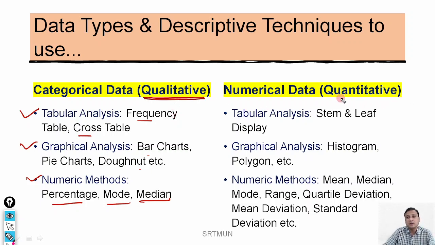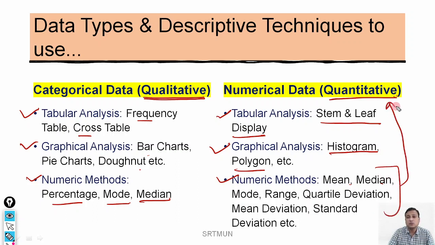On the opposite side, if you are having quantitative data, then you will be going with stem and leaf display, so far the tabular analysis is concerned. You will be going with histogram and polygon, so far the graphical analysis is concerned. And you will be going with mean, median, mode and plenty of statistical methods are there, so far your quantitative data is concerned. So here is the difference between which method that we can use for the different type of data. We cannot use mean here for the qualitative data.